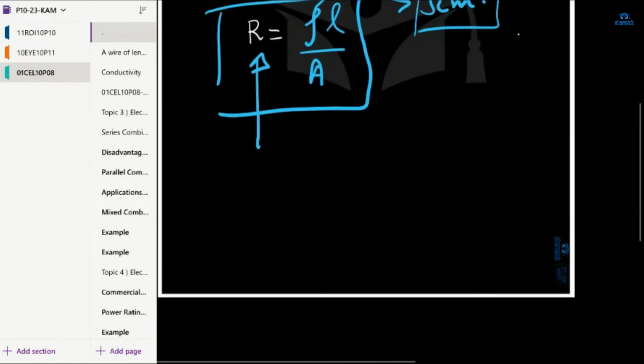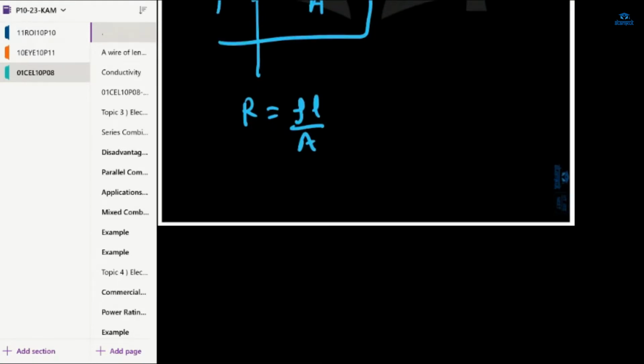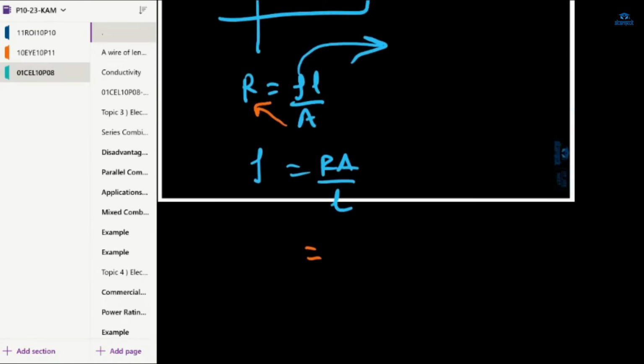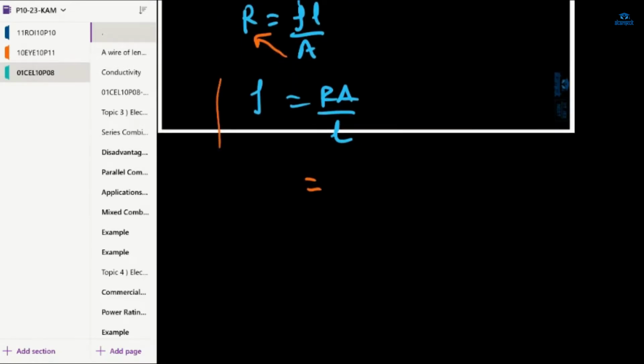Okay, fine. So let's do this. I have R is equal to rho L by A. Now what we have to do is leave rho alone, because we have to find rho. So we can write it as RA by L. A goes to the numerator and L shifts to the denominator, and I have just reversed the left hand side and right hand side, so it doesn't matter. So rho is equal to RA by L.